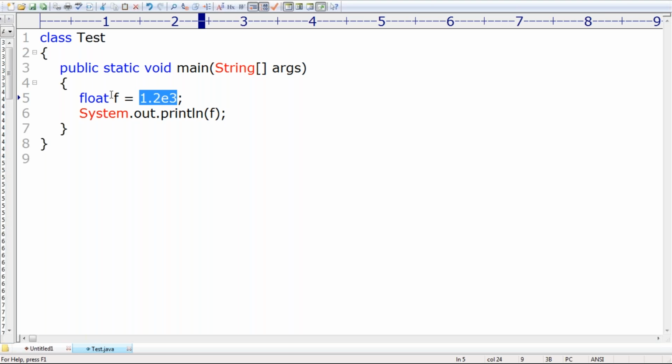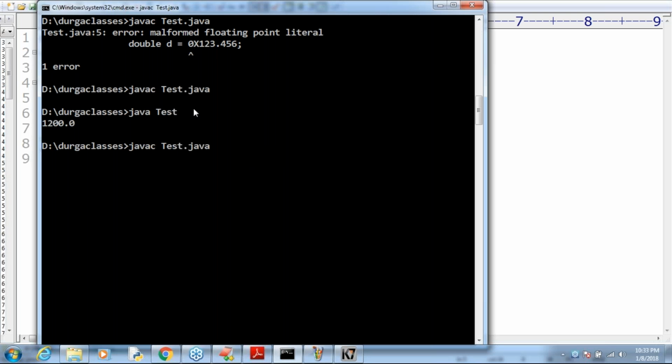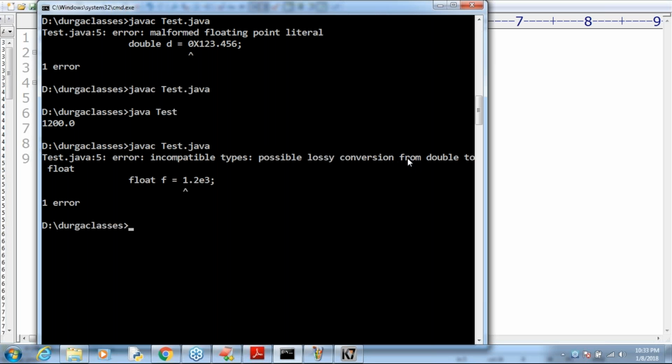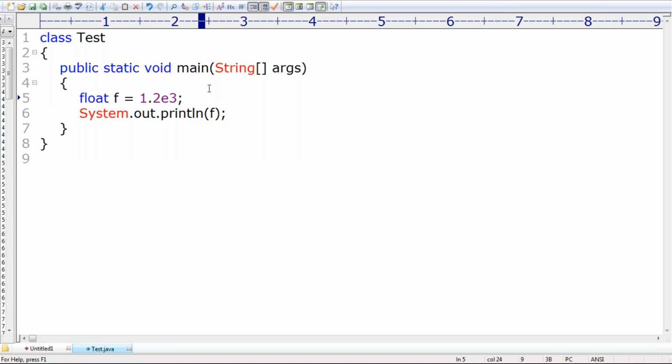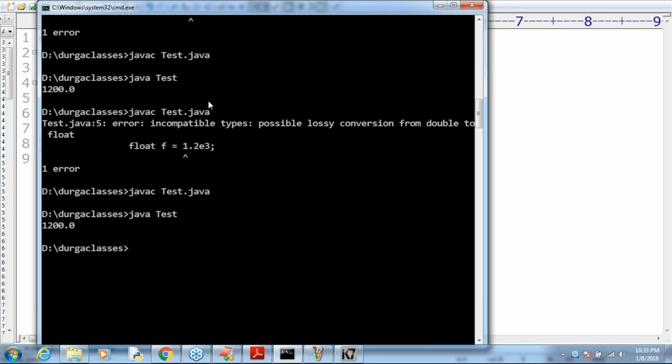Sir, how can you assign a double type to a float variable? The compiler will give an error: possible lossy conversion from double to float. So how can I make this valid? I have to end it with small f or capital F. If I add small f or capital F, happily it is going to compile and run. Clear for all?